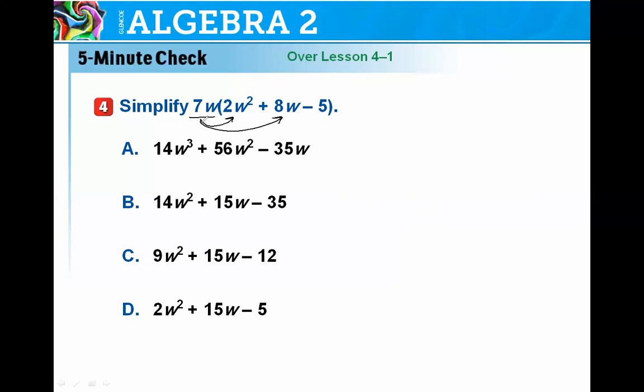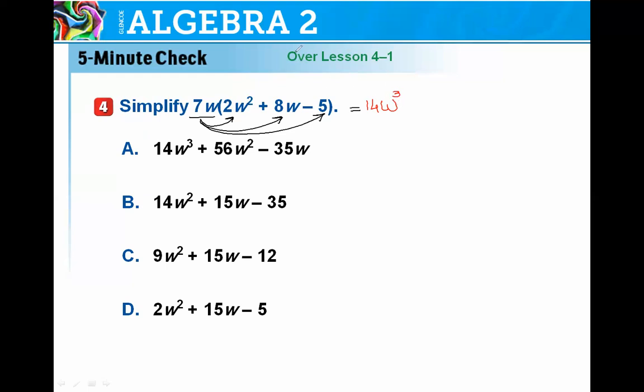We'll distribute it among the first term, the second term, the third term. The first one is 14w. When we multiply, we add the powers if we have like bases. Here w times w power 2 becomes w power 3. So 14w to the power of 3.